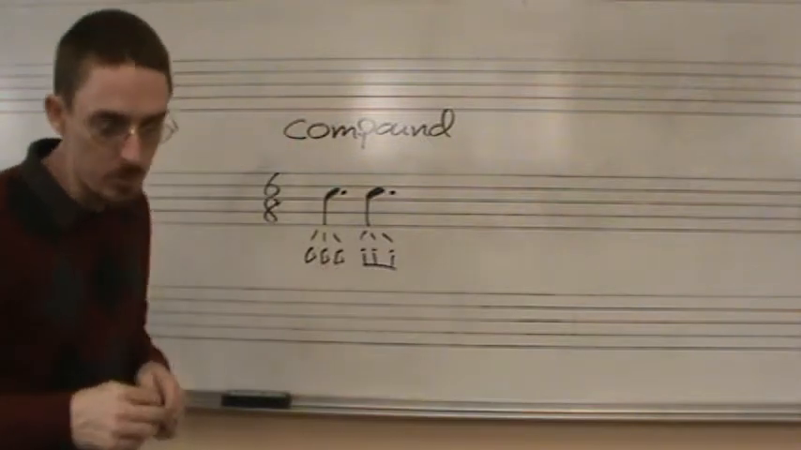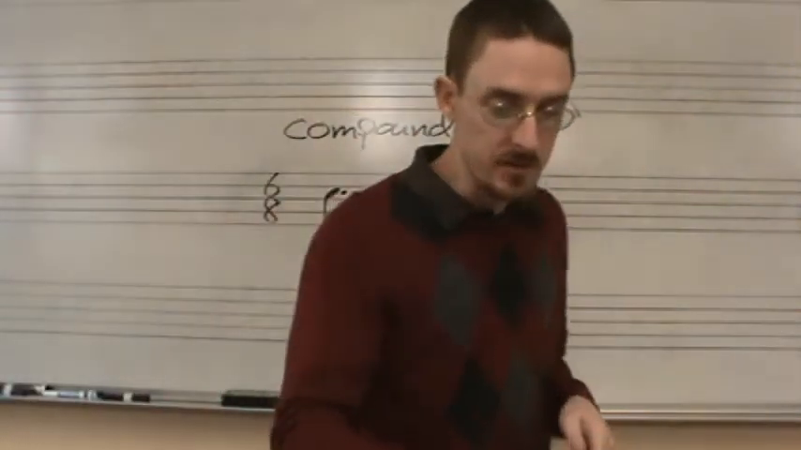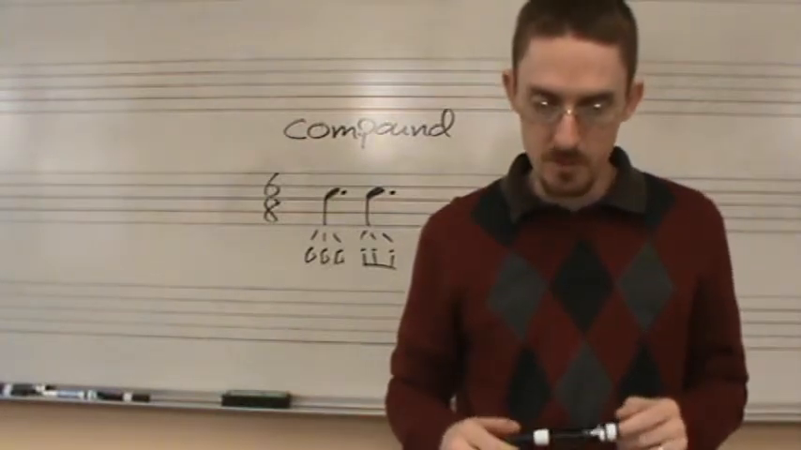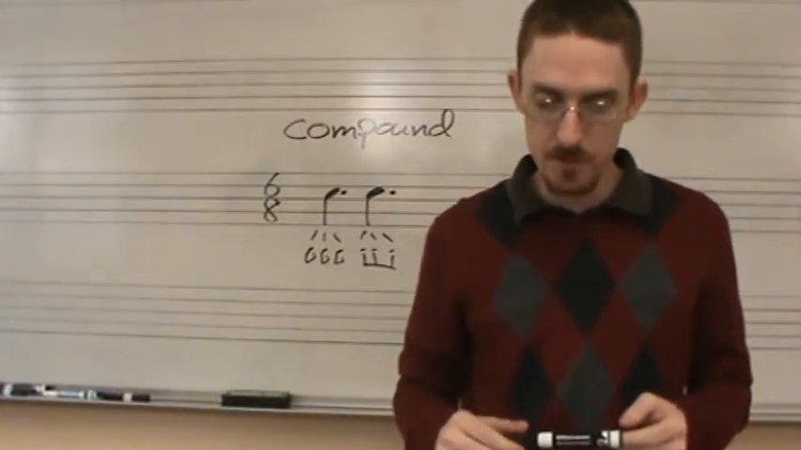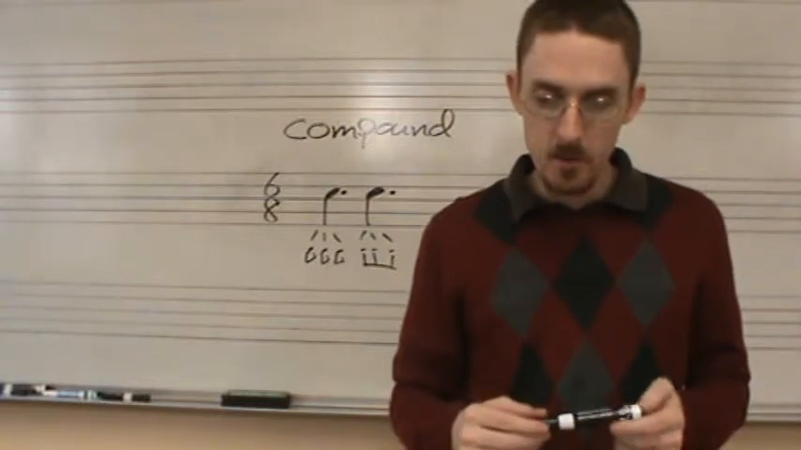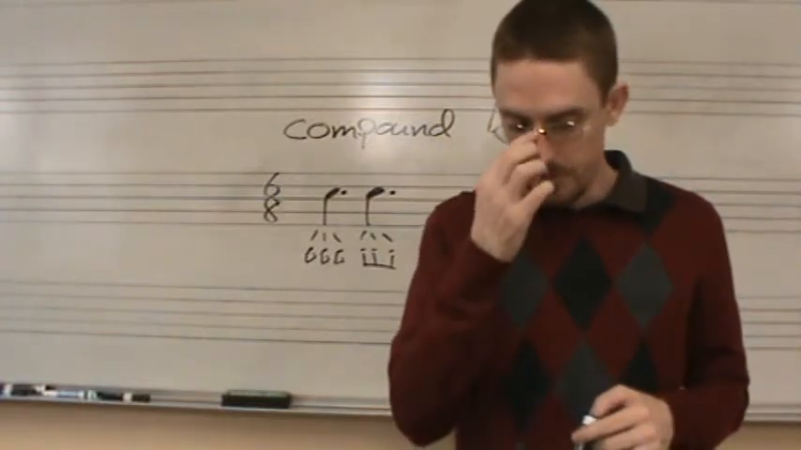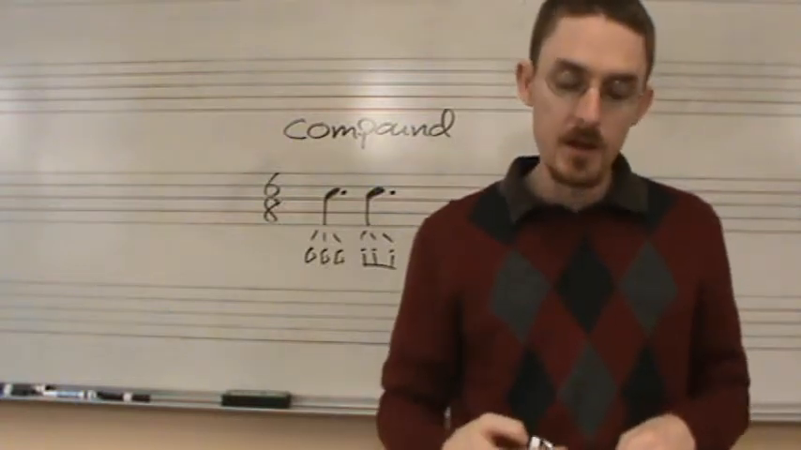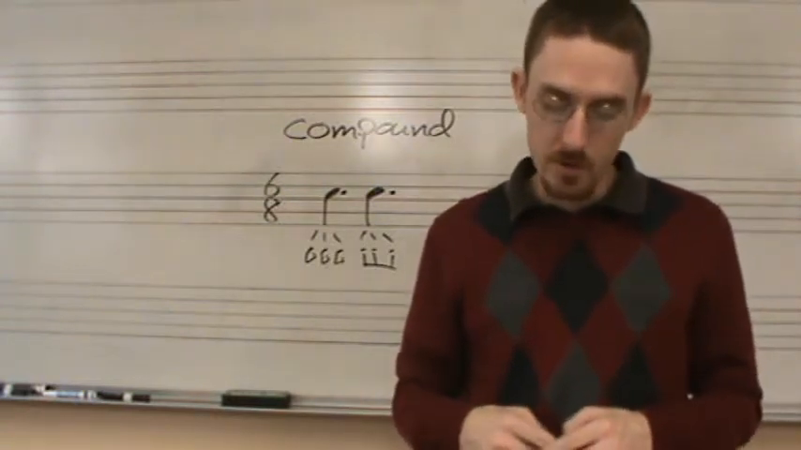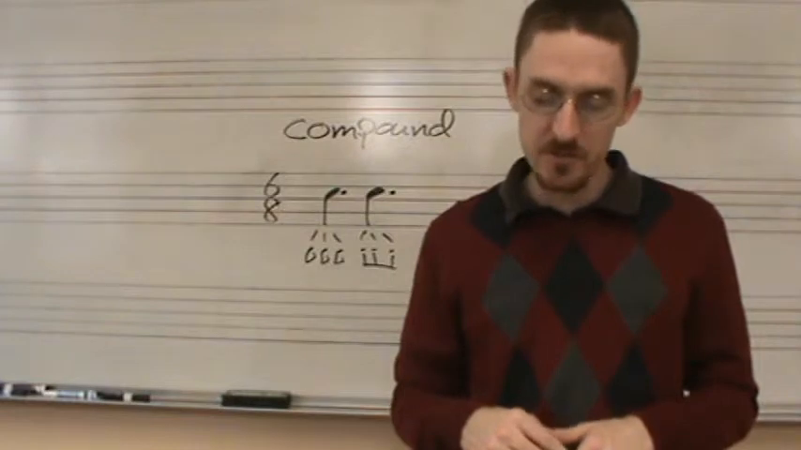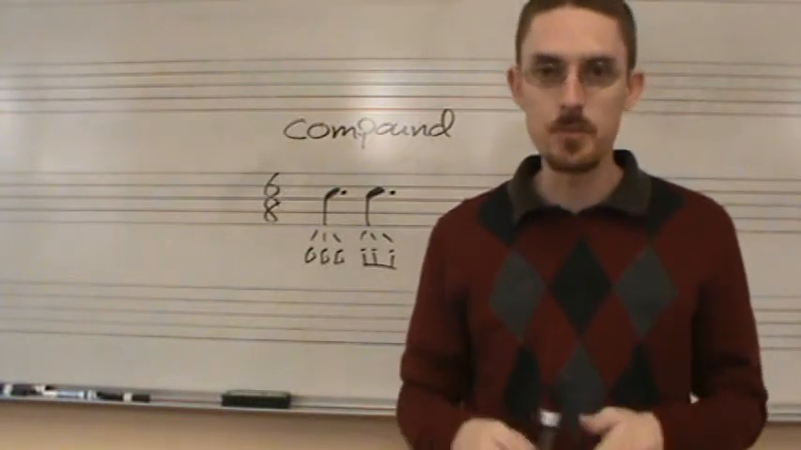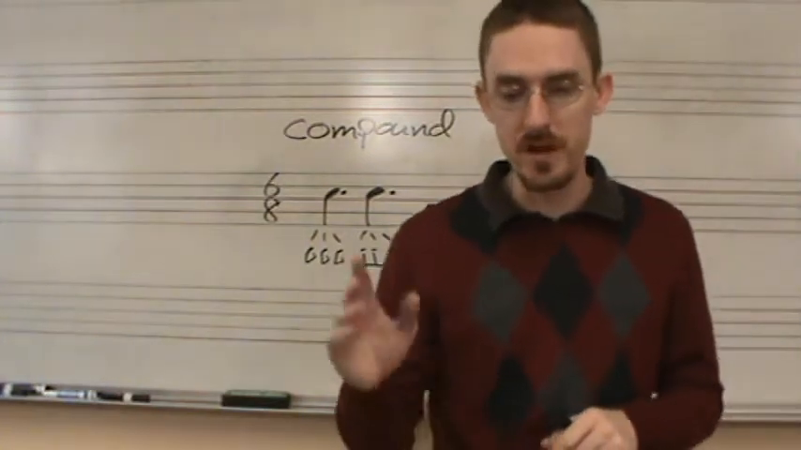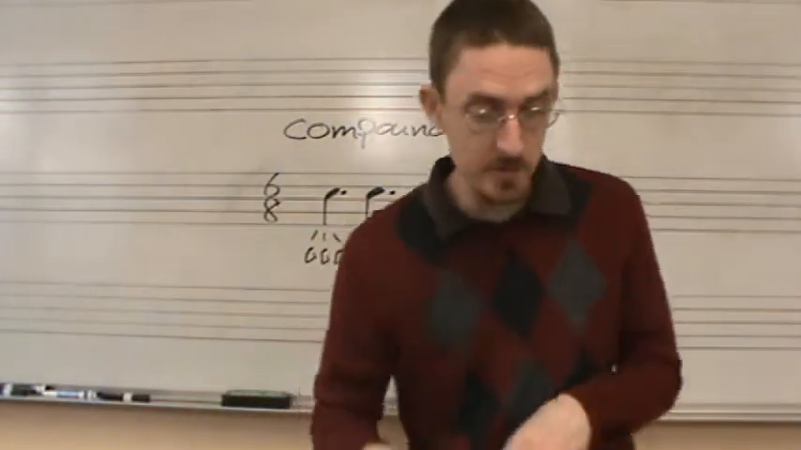And to illustrate that, look in your Kazez book on page 31. Okay, open up your Kazez book to page 31. And look at number 35, the first example there. See the 6/8 time? And see the dotted quarter note beat. Okay, this is going to sound exactly like something that you did in 2/4 time. It's going to be almost indistinguishable because we haven't subdivided yet. Let's go ahead and do number 35.